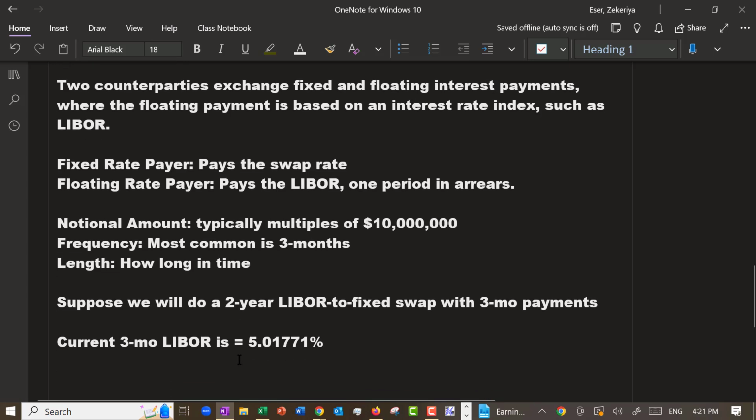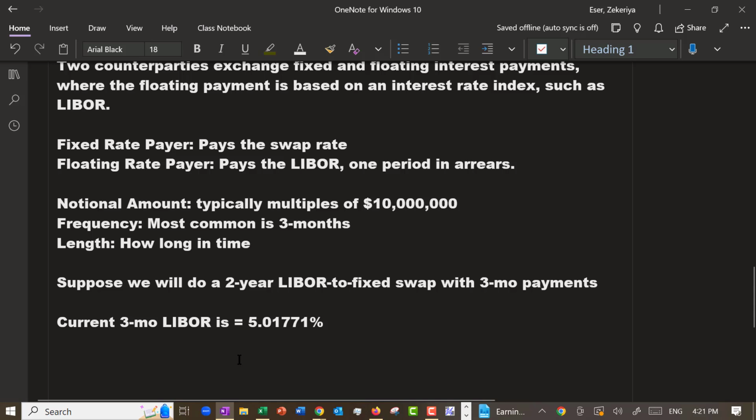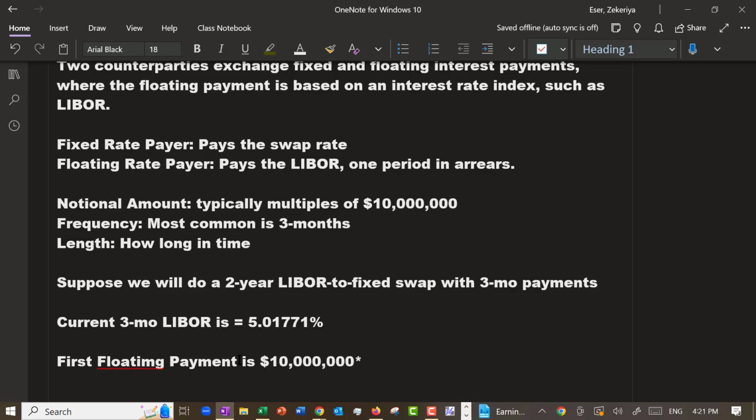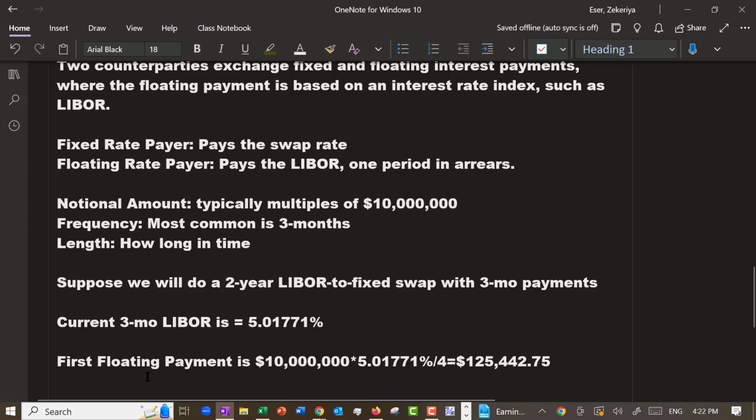So the first floating payment is 10 million times the current LIBOR divided by 4 since it's quarterly. So if you're a floating rate payer, 3 months from now, you're going to pay 125,442. Okay. This is in 3 months.